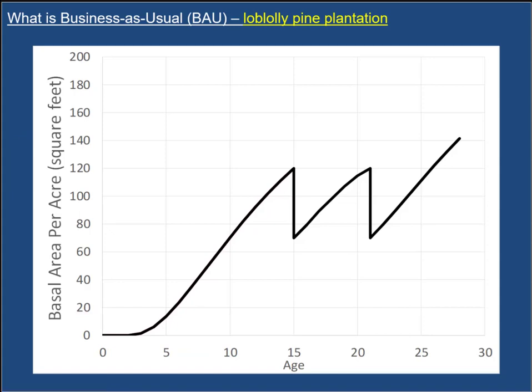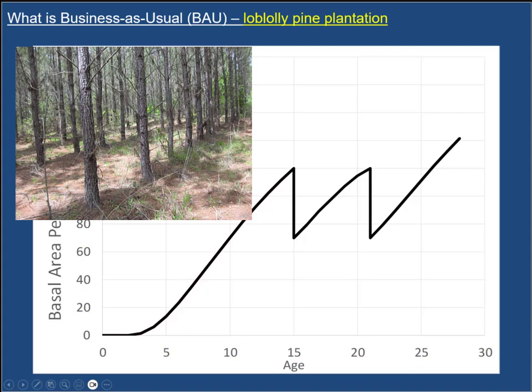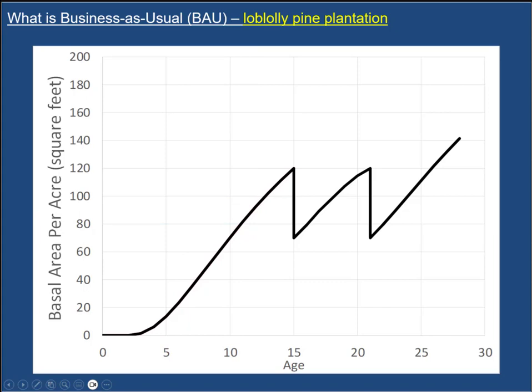And so here's a business as usual, kind of what would a landowner do typically. This is just an example for Loblolly pine plantations here in the southeast. You plant at year 0. As the plantation grows, you start getting intense competition for light, moisture, and nutrients. You're going to thin at 15, then again at 21, and then final clear cut at age 28. Remember, this is just an example. There are many other forest management regimes for these plantations, and there are many other forest types.